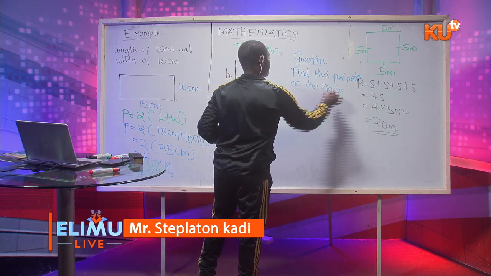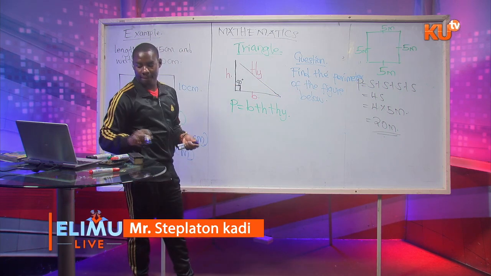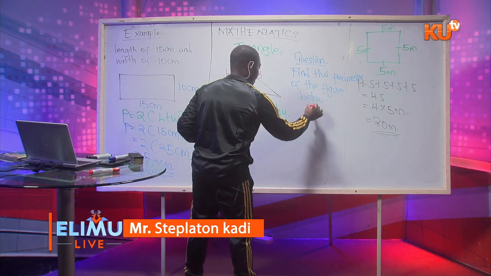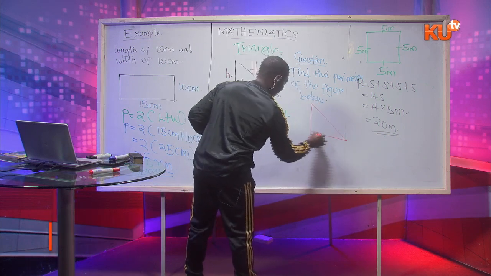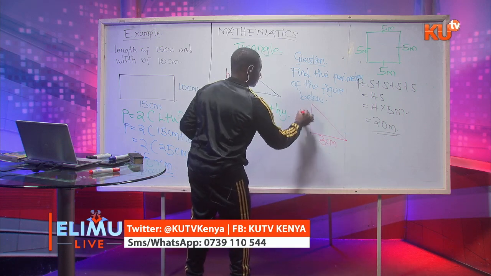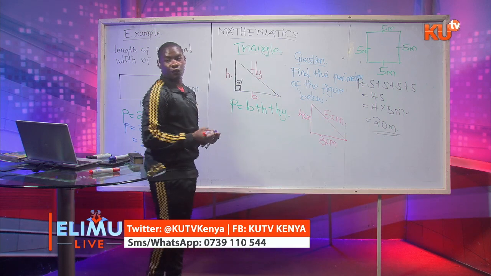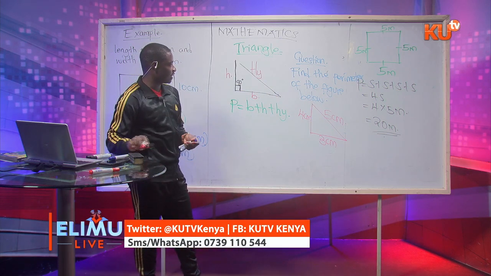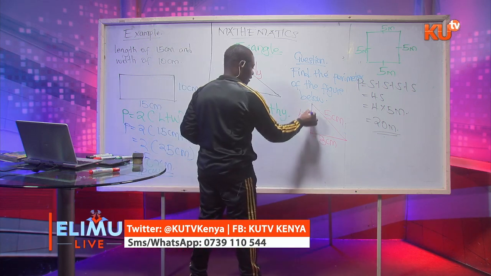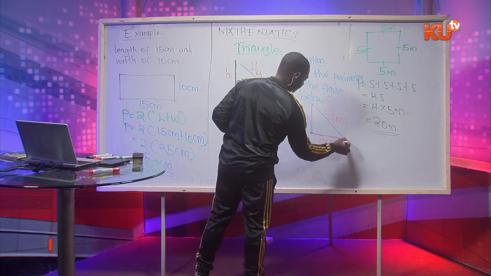Find the perimeter of the figure below. Now the figure given, you can have such a figure. Then we have 3 centimeters, 4 centimeters, and 5 centimeters. So the figure that you have is this. We have 4 centimeters there, 3 centimeters, and 5 centimeters.